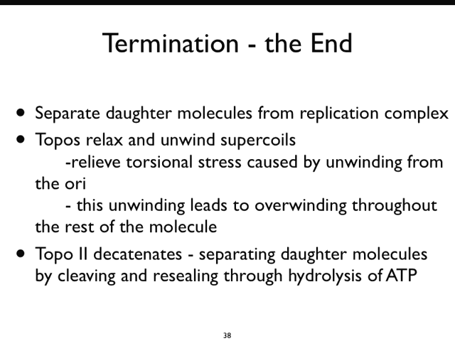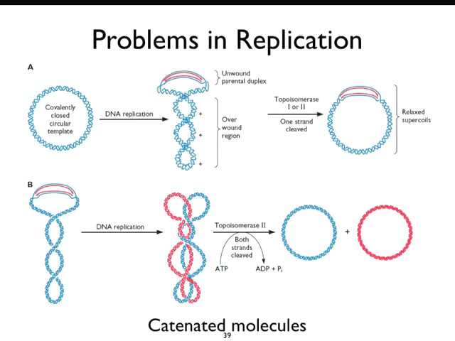You're left with two molecules that are intertwined, and those are called catenates, molecules that are wound up inside of each other. And you have to separate them out, and that's what the topo 2 does. It cleaves and reseals through hydrolysis of ATP. So what does that look like?